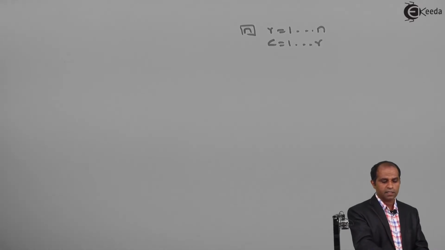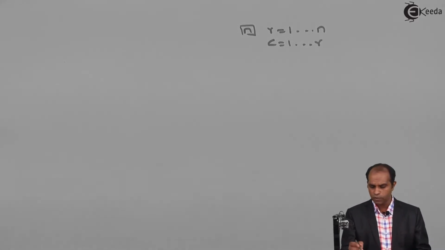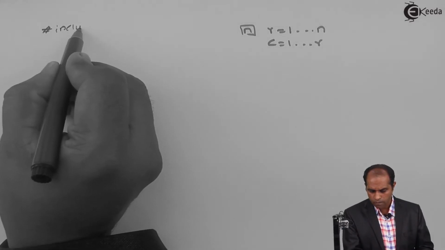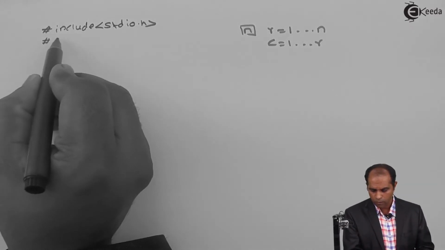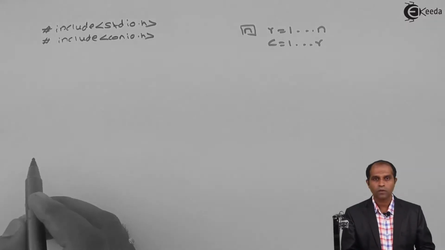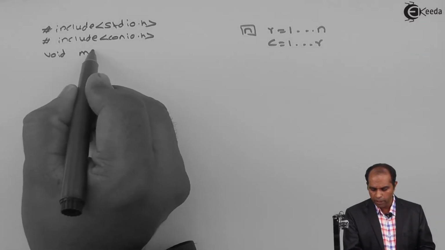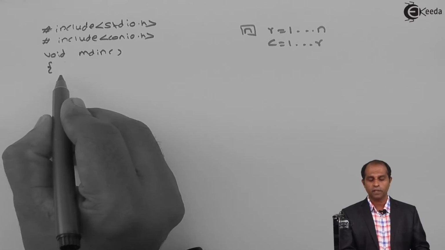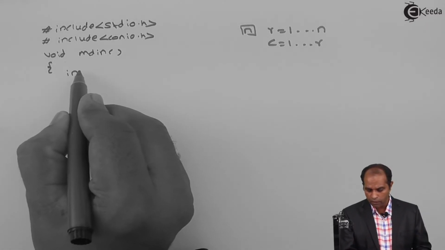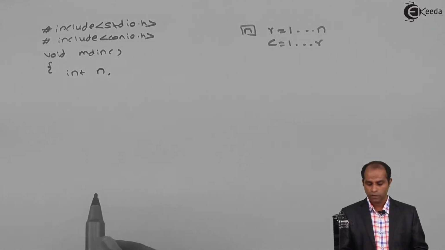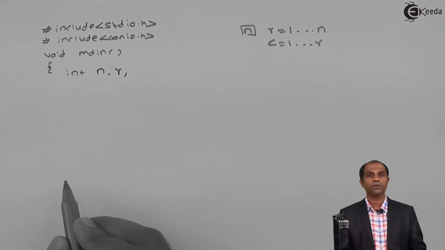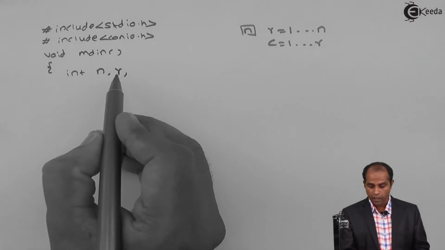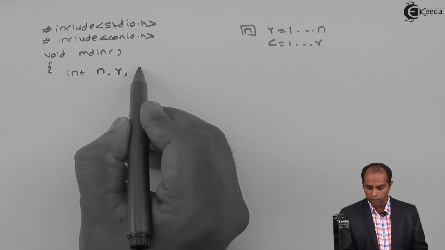Now let's see how we implement this particular code, using these basics which we have acquired. As usual, we'll include the header files. Now here I'll have void main, and then the variables which are going to be used for this task. The variable n is for the total number of rows, and the variable R controls the rows.